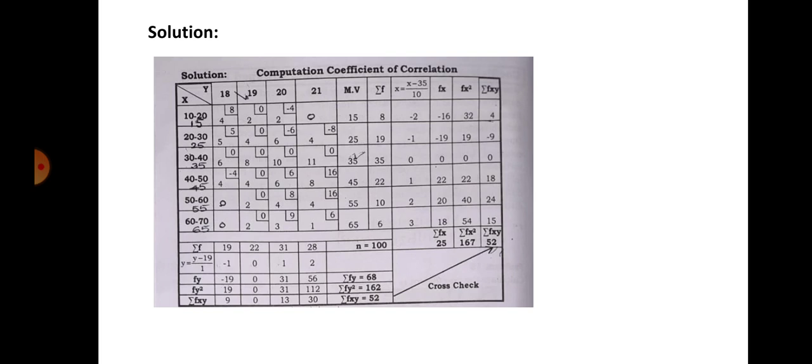Now you have to find 5. How to get 5 as the fxy value? 5 into minus 1 into minus 1 is 5. Next, 4 into 0 into 1 is 0. Next, 6 into 1 into minus 1 is minus 6. Next, 4 into 2 into minus 1 is minus 8.